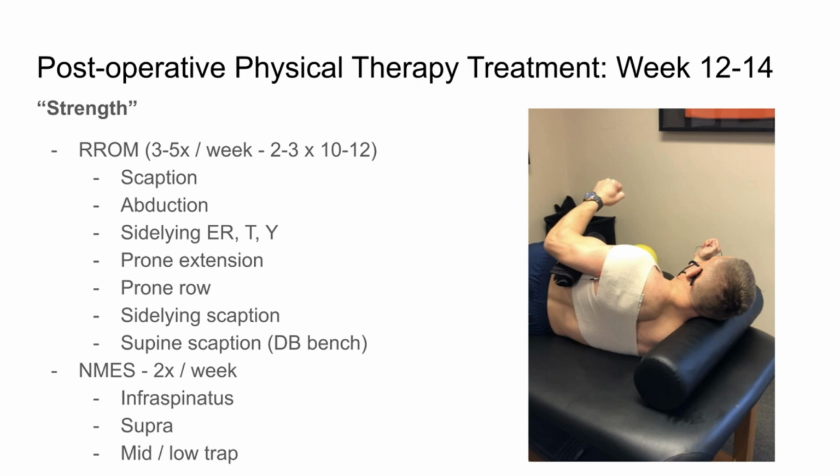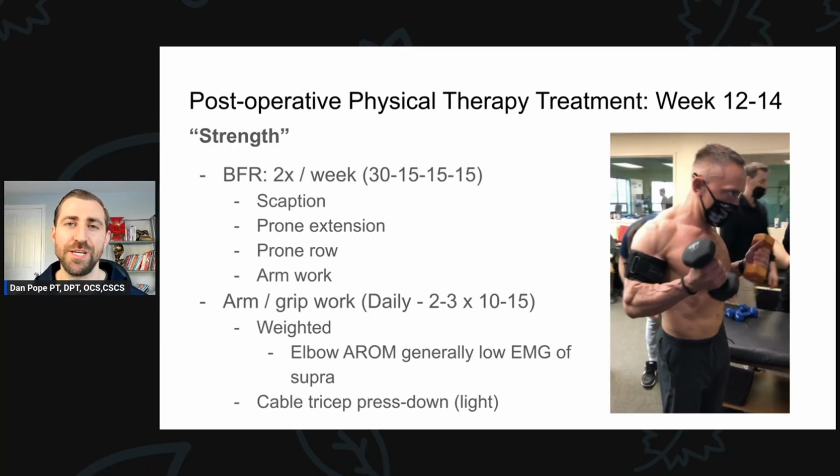We continue doing NMES with these movements, so targeting infraspinatus, supraspinatus, and the mid and lower trap. We also continue on with blood flow restriction training. We now get back to our high rep step scheme. So we're doing 30 repetitions, 15, 15, 15 repetitions of scaption, prone extension, prone row, and arm work. So again, we're just beefing things up, more repetition.